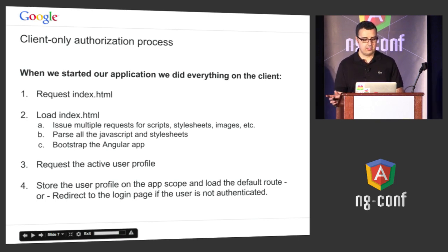So it would load all the scripts, the style sheets, the images, parse all the JavaScript, which seems maybe like not a big deal, but we have like 1.7 megabyte of JavaScript code. It takes a few hundred milliseconds. And then bootstrap the Angular application, and then finally request the active user profile. And then at that point, if everything was okay and the user is authenticated, we just stored it in the app scope and we loaded a default route.